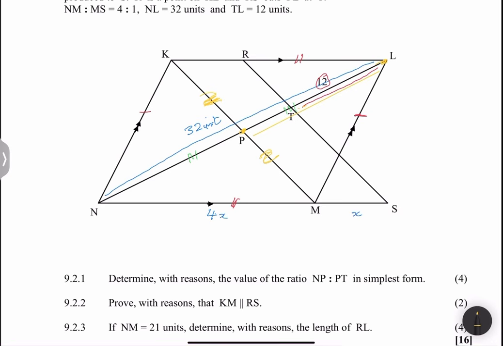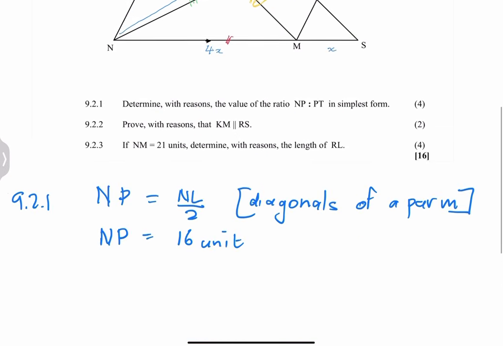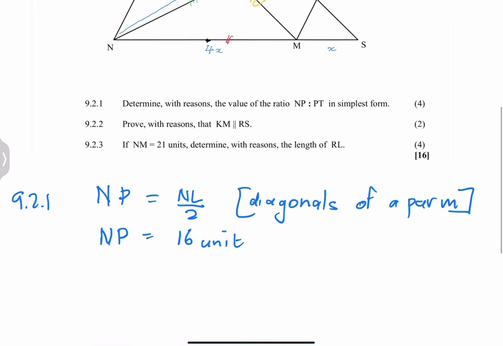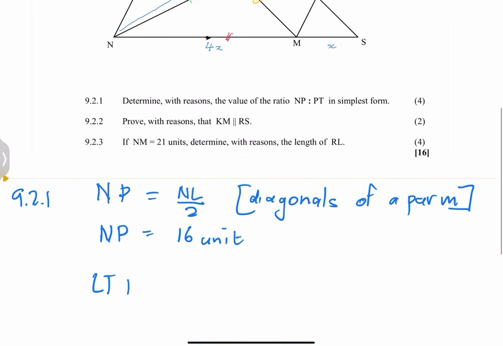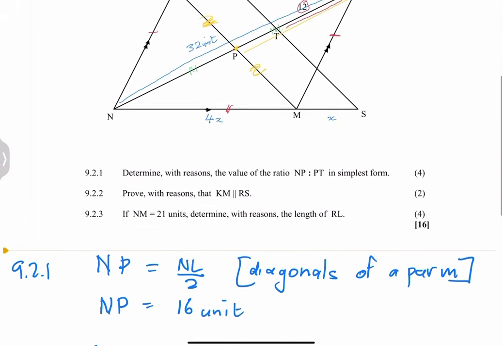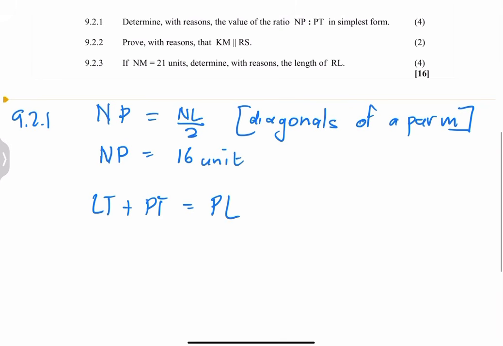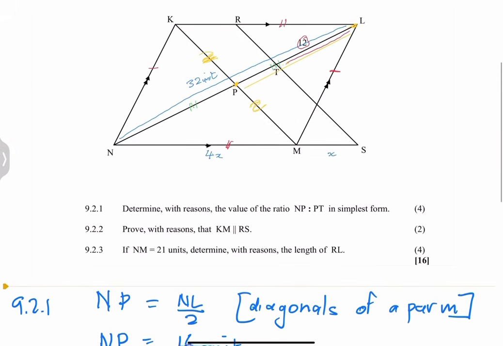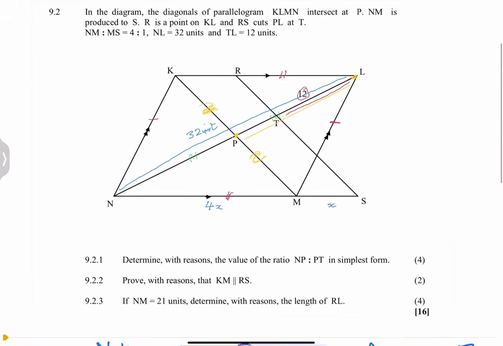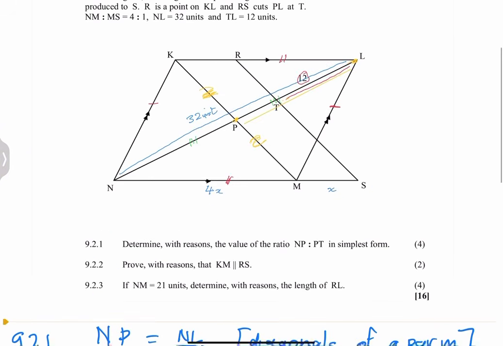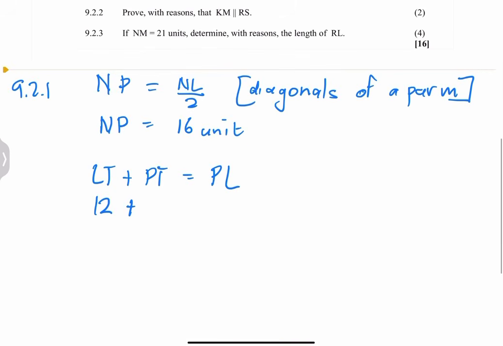So let's rather say LT plus PT is equal to the whole of PL. We know LT, or TL, we were given to be 12 units. And we know that PT is the one that we want.